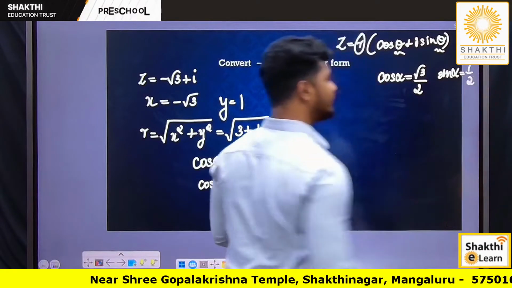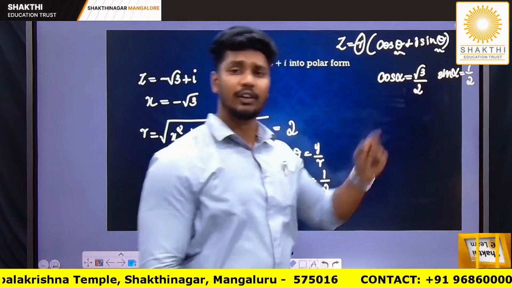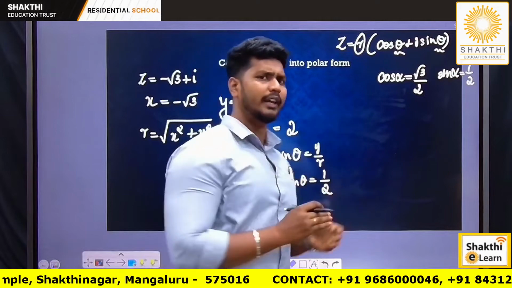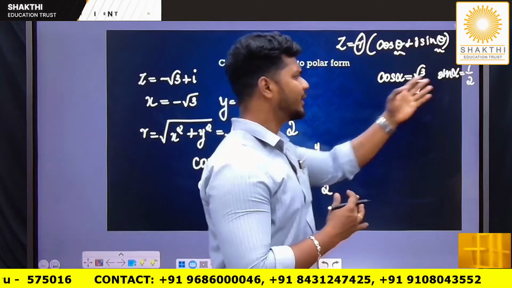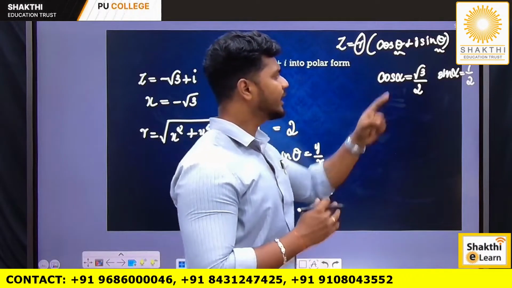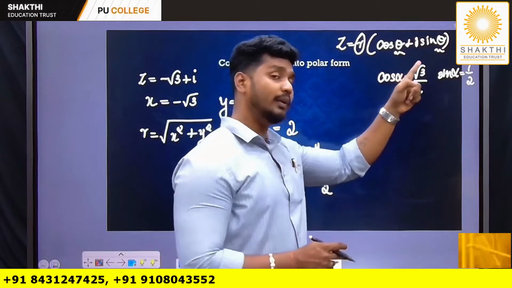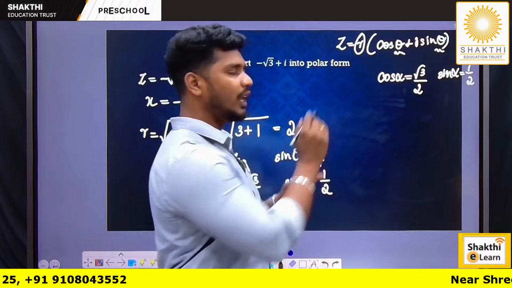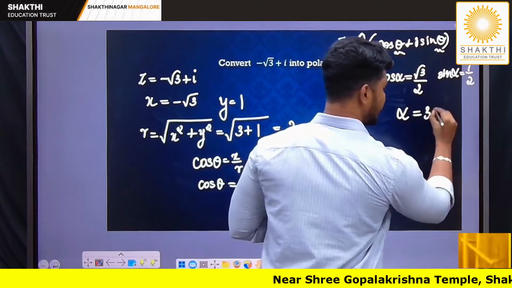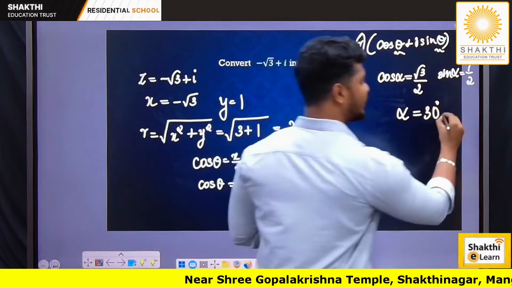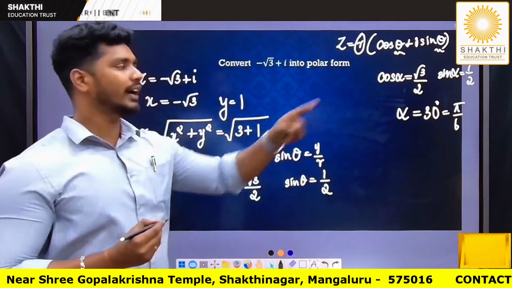Now by the comparison, cos alpha is equal to root 3 by 2 and sin alpha is equal to 1 by 2. You'll get the value of alpha. Usually I would find it by inverse trigonometry, but being in the first year we are not aware of inverse trigonometry. We are just finding it by comparison here. Cos of what value is root 3 by 2, and sin of what value is 1 by 2? It will be the same value of alpha. I can say alpha is equal to 30 degrees, and 30 degrees can be represented as pi by 6 radians. Now I got the value of alpha as pi by 6.